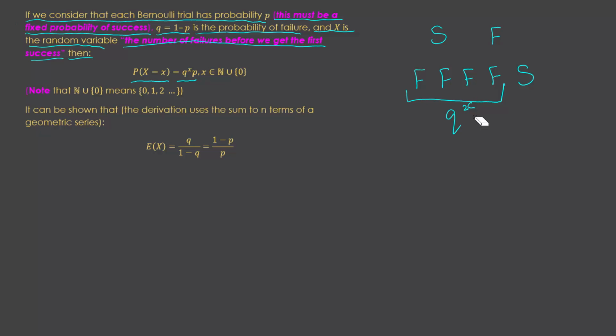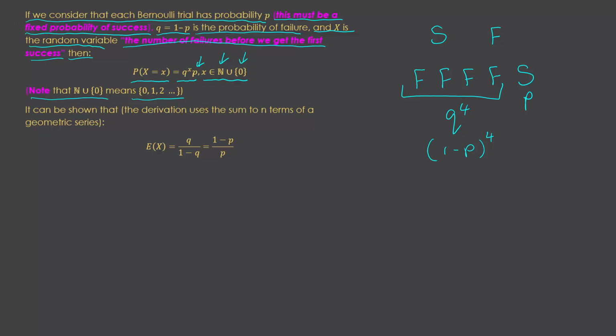In this case, there's 4 failures. So that would be Q to the 4, or 1 minus P to the 4. And then, of course, we get the probability of success at the end, and that's the P just here. And X has to belong to the natural numbers in union with 0. So in other words, that is the set 0, 1, 2, and so on.